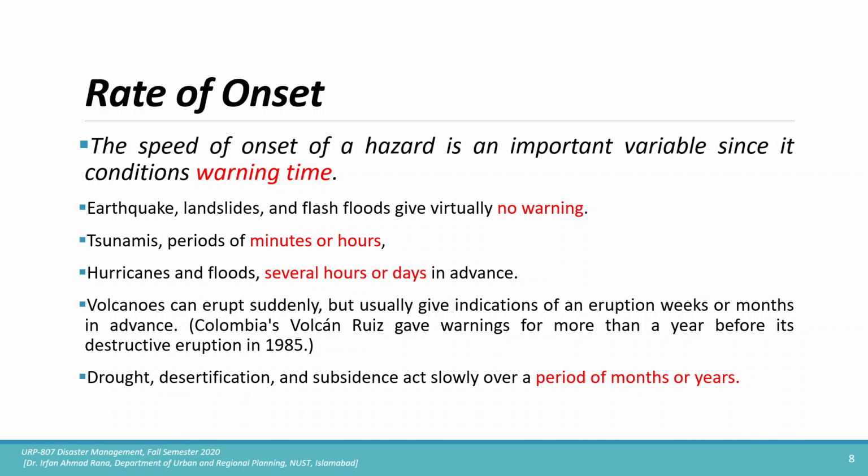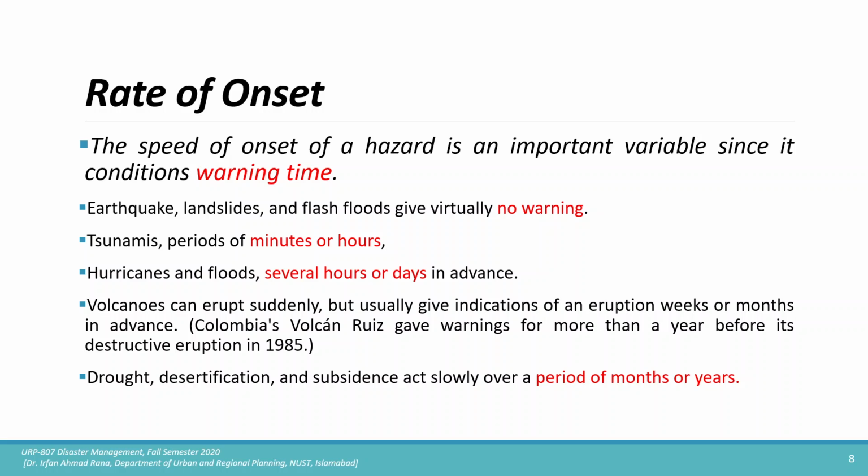Earthquakes, and sometimes flash flooding, come with very little warning. Tsunamis sometimes give minutes or hours, and hurricanes and river floods, depending on the case, would take several hours or days. If we have good predictive modeling and better hydrometeorological data and stations, then we can have some good warning time.